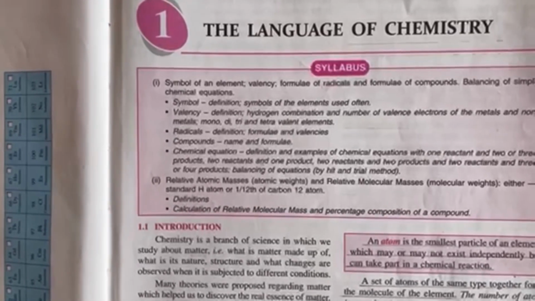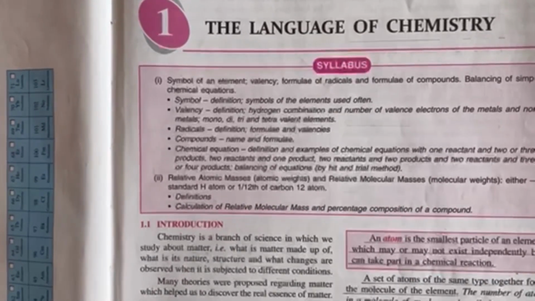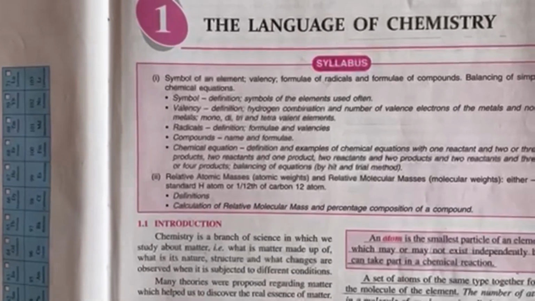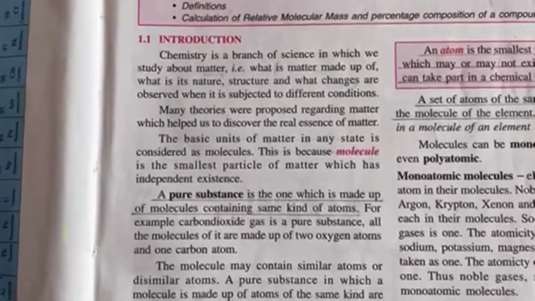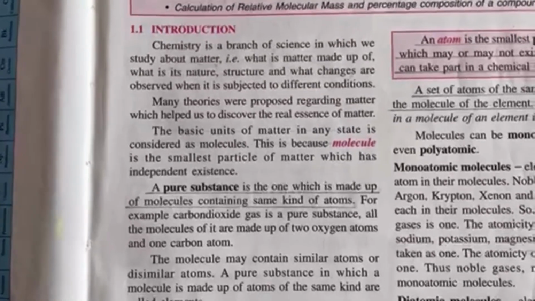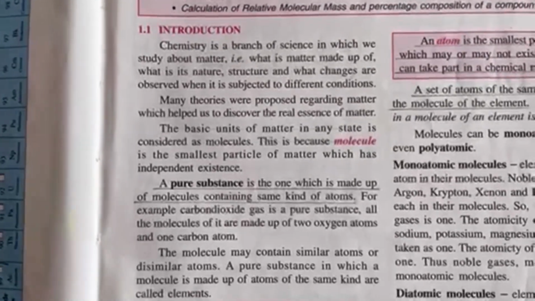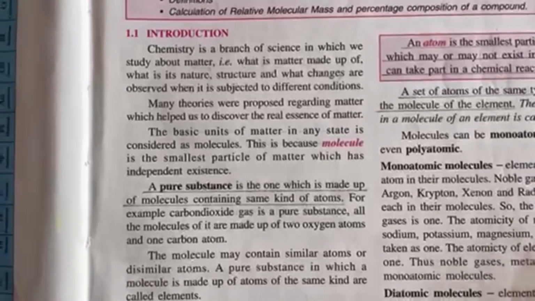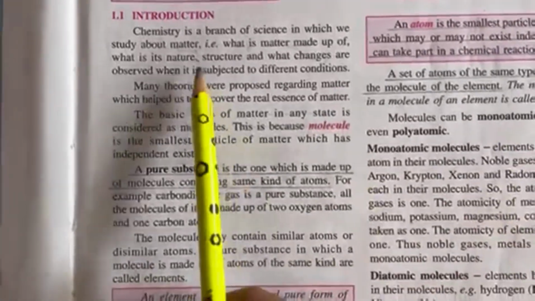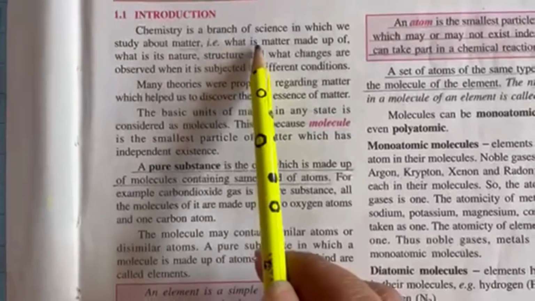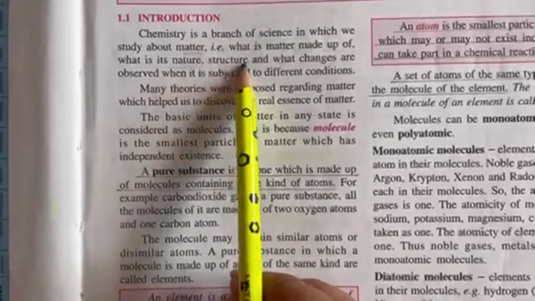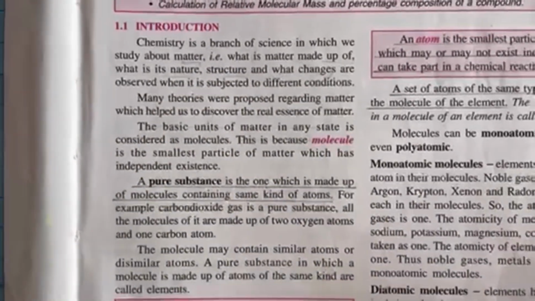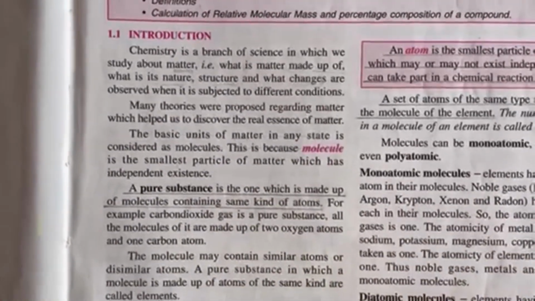So, class 8, today we will start with the first chapter, that is the language of chemistry. Now, I know you have been doing chemistry since class 6 and you know what chemistry is. Chemistry is a branch of science where we study about matter. When we talk about matter, we are talking about anything that has weight and occupies space. And so, in chemistry, we are going to learn about matter, that is, what it is made up of, what is its nature, what is its structure, and what changes you will see when it is put to different conditions.